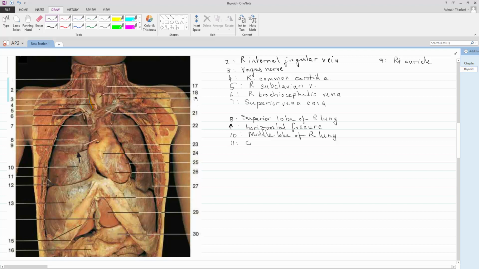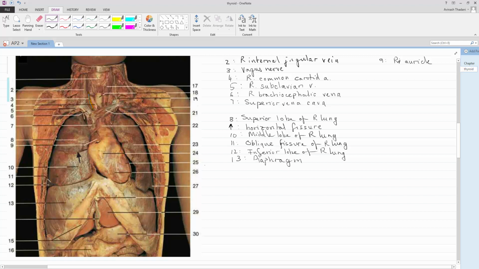Eleven is the oblique fissure of the right lung, and you can notice that you can barely see it in the anterior view. Similarly, you can barely see 12, which is the inferior lobe of the right lung. 13 is the diaphragm. You can see how big the muscle is over there.